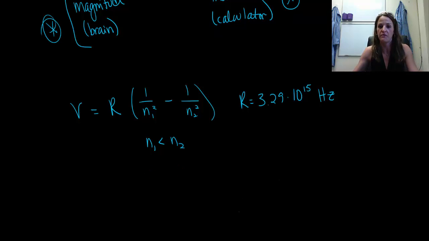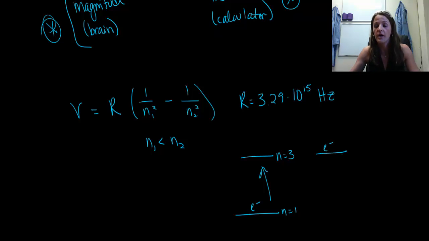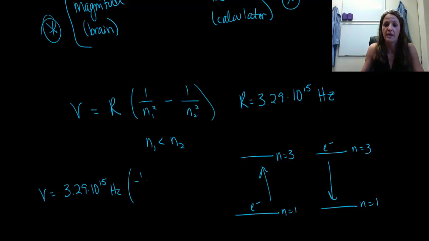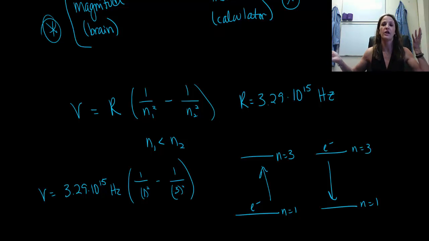But let's look at a quick example of this. So if we were going to look at 2 different things, either an absorption of N1 going to N3, or an electron being emitted from N3 down to N1, how would we use this formula? Well, the answer is you use it the exact same way no matter how you're doing it. So frequency is equal to 3.29 times 10 to the 15th hertz times 1 over N1, so that's 1 squared, minus 1 over N2, so that's the bigger number, that's just going to be 3 squared, and boom, done. Okay, now you figure out your frequency. No matter what, your N1 has to be smaller than N2.